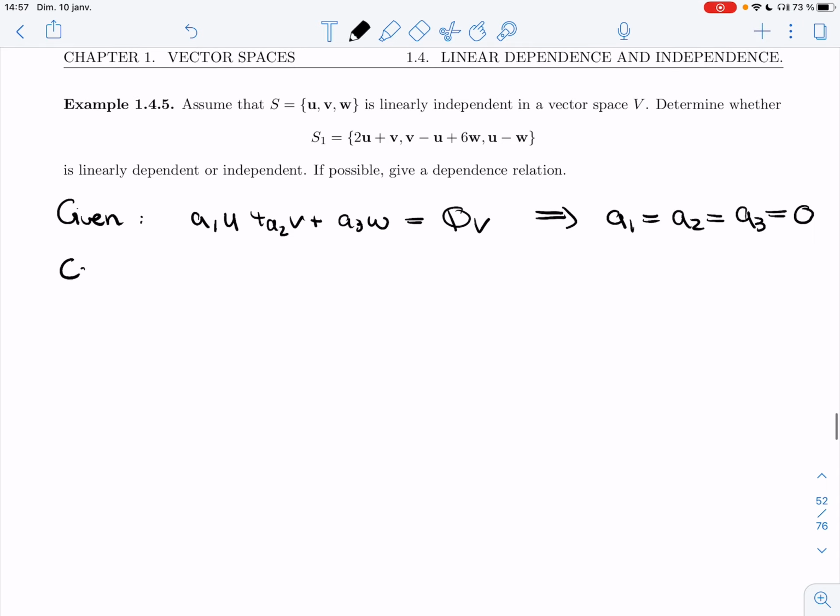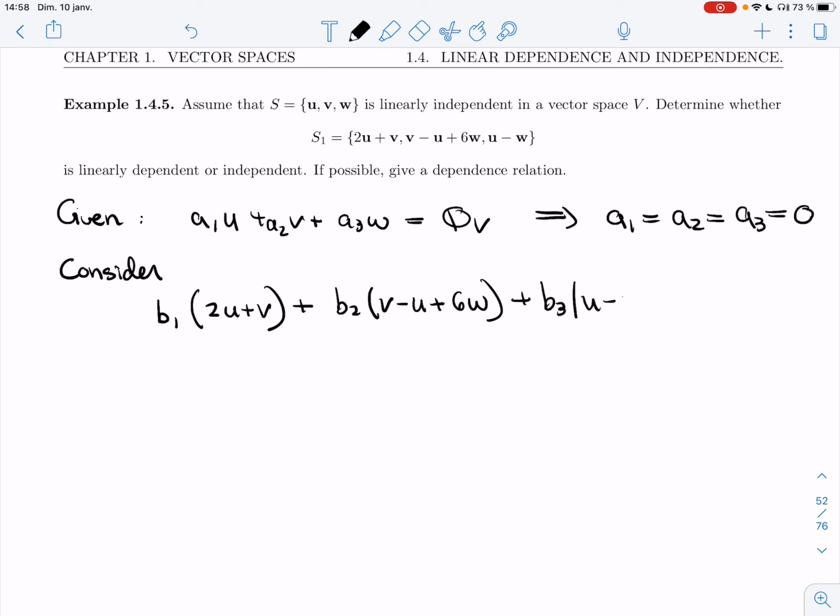All right, and then we want to consider the same type of problem of writing 0 as a linear combination, but with these new vectors. So let's use different letters. So b1 times the first plus b2 times the second, plus b3 times the third. I claim that I want this to be equal to 0. And now I want to know, do I have different ways of doing this? Do I have different values for the bi's, or do I need to take them all to be 0?